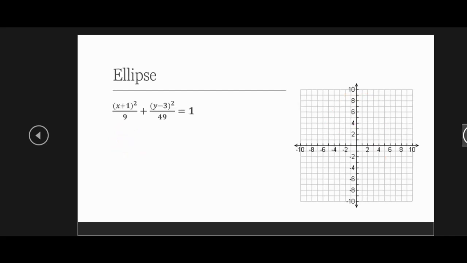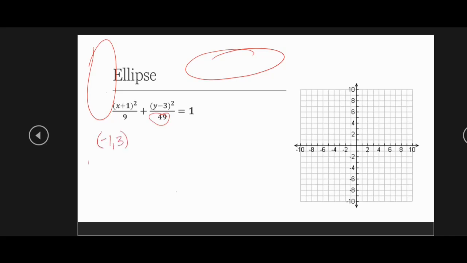Next is our ellipse. For our ellipse, again, this is the one that's going to end up being an oval, either horizontal orientation or vertical orientation. The orientation is going to come from whichever number underneath is bigger. And in this case, it's going to be vertical because it's under the y. So the center here is going to be -1, 3.